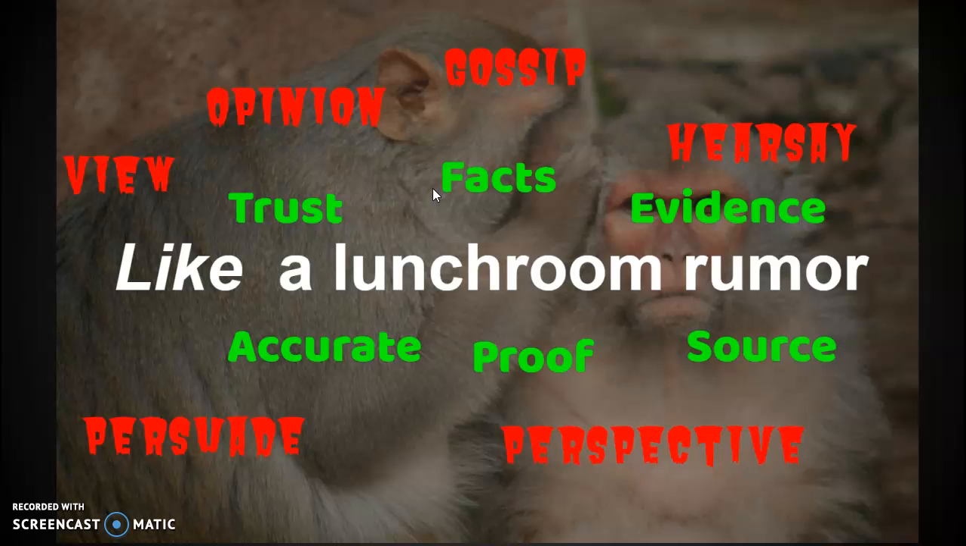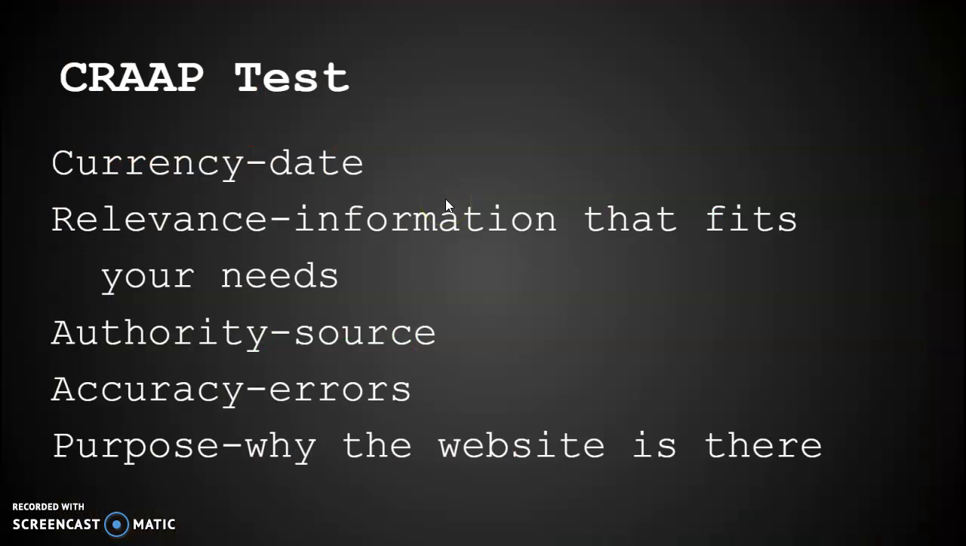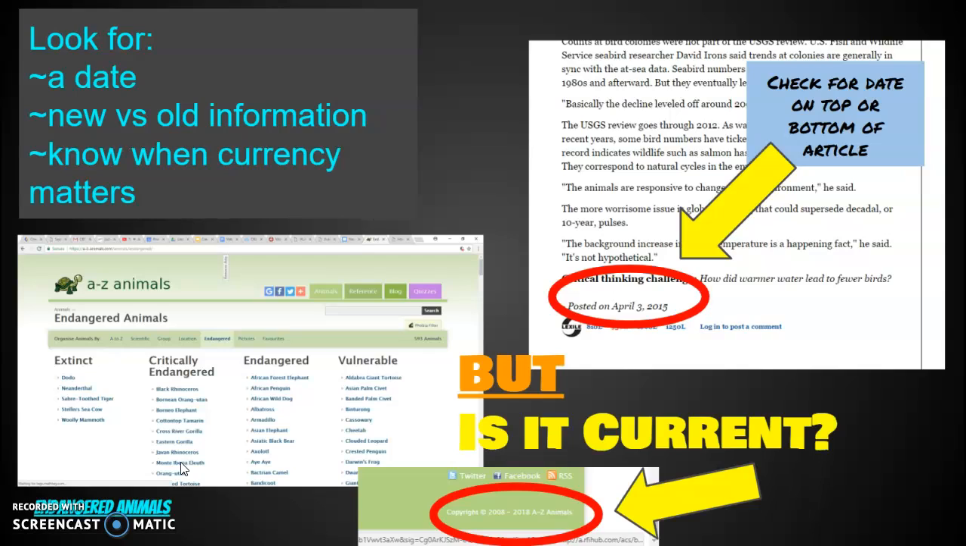So I'm going to step you through a process that you will use to help you when you meet a new website. This process is called the CRAAP Test. The word CRAAP has letters and each of the letters stands for a word to help you so that you know what you're looking for. Currency, relevance, authority, accuracy, and purpose. Let's take it one at a time.